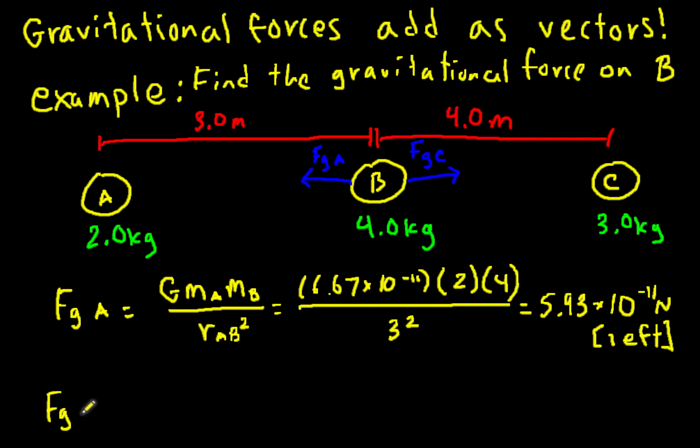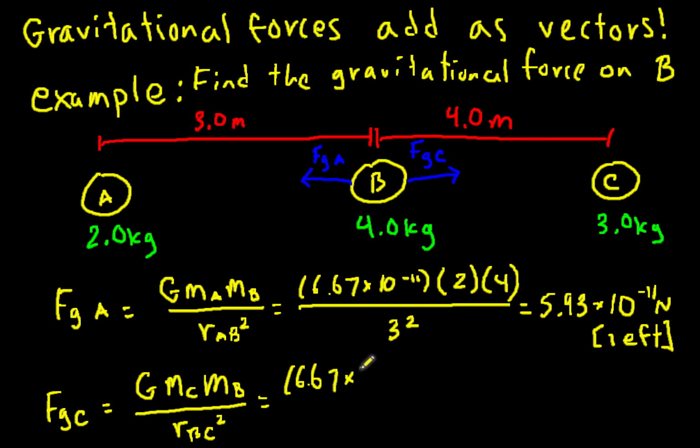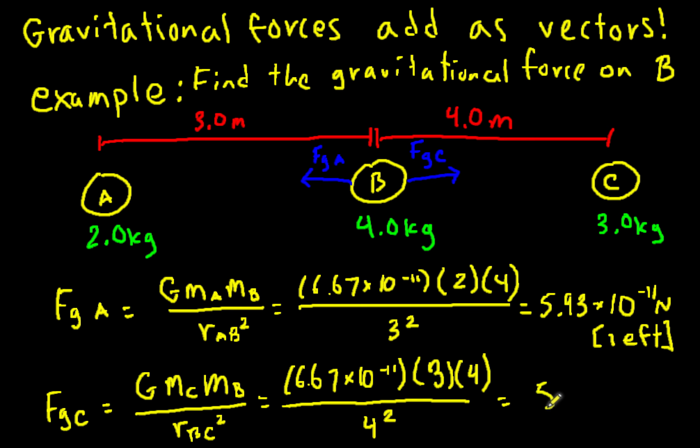FGC equals G MC MB divided by RBC squared. This is 6.67 times 10 to the minus 11 times 3 times 4 divided by 4 squared. This gives 5 times 10 to the minus 11 newtons to the right.